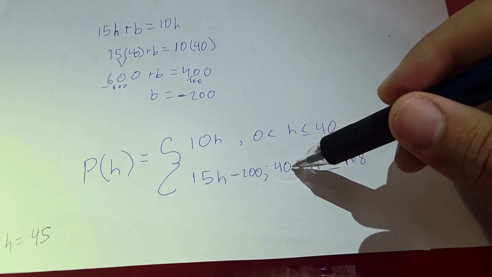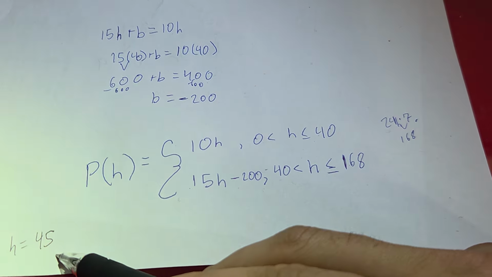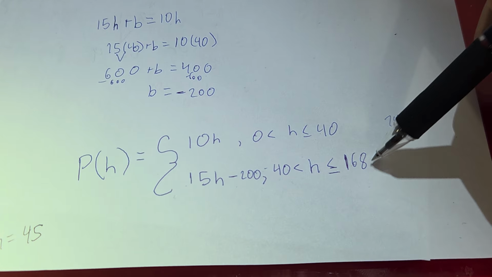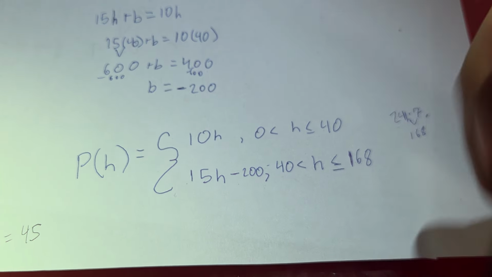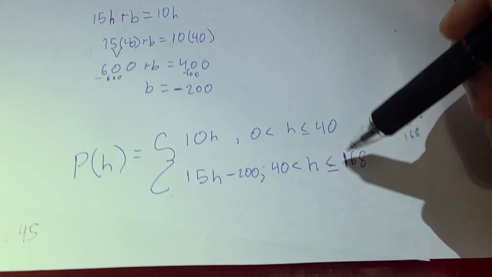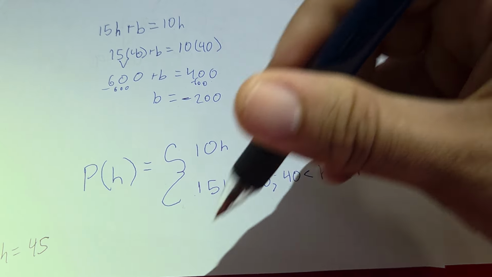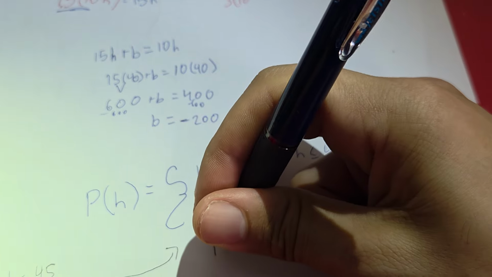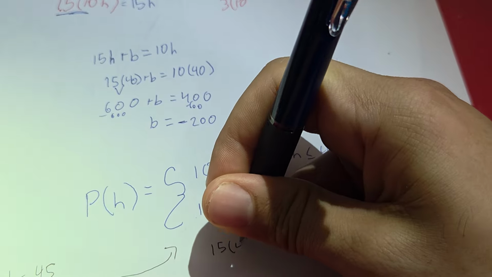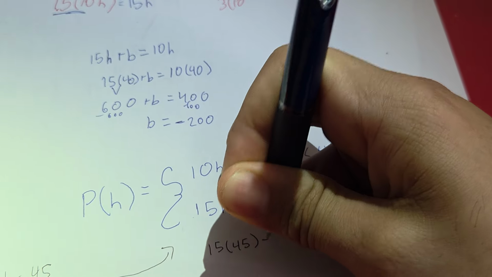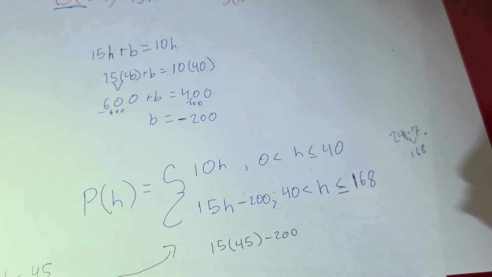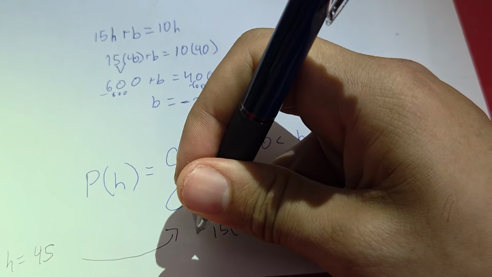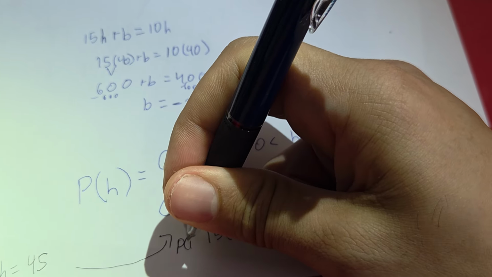And where you do that, you look at your domain. So where does 45 fall in between? Is 45 between 0 and 40, or is it between 40 and 168? That's right. It's between 40 and 168. So that means we use this equation. So we would just plug this into that equation, which would look like 15 times 45 minus 200. And that's what our pay is going to equal, P of 45.